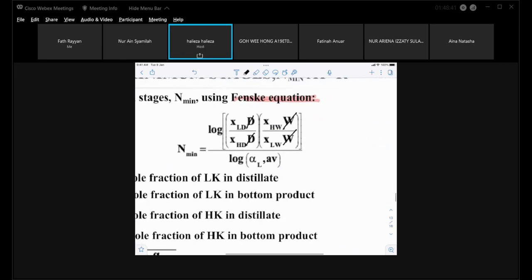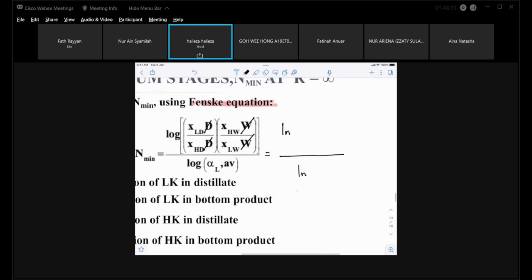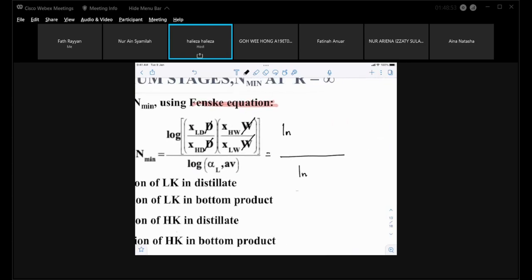I will simplify it. I can also use it in terms of natural log. If I have the denominator and the numerator using the same, then I could use log or natural log. So I will write natural log of XLD, XHD, I will explain what the subscript stands for, XHW, but I think you already know what they are, XLW, divided by the average relative volatility of your light key.